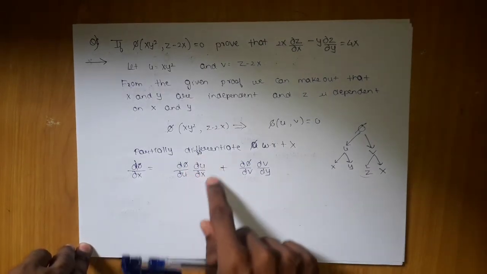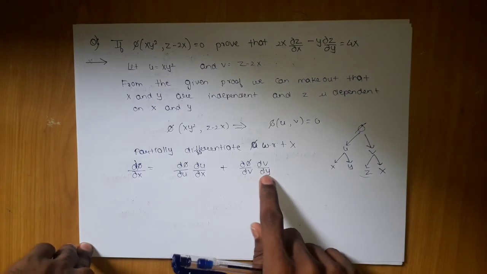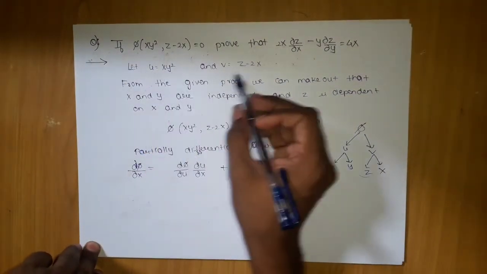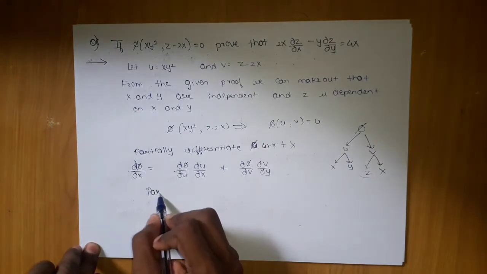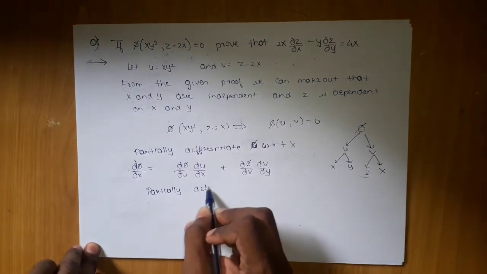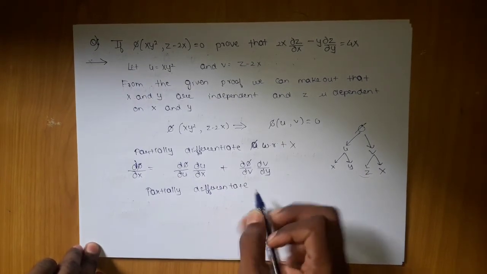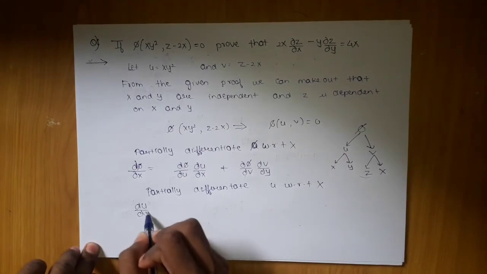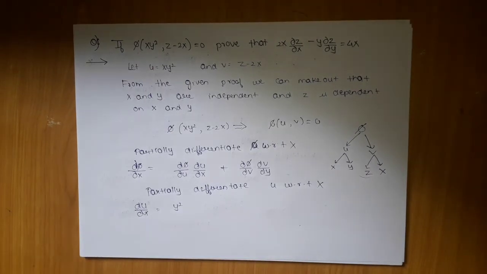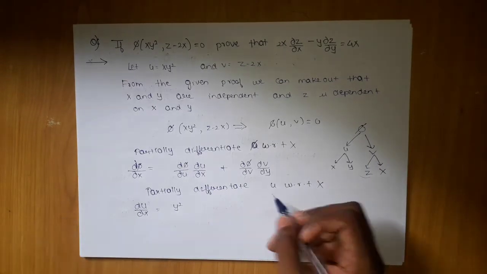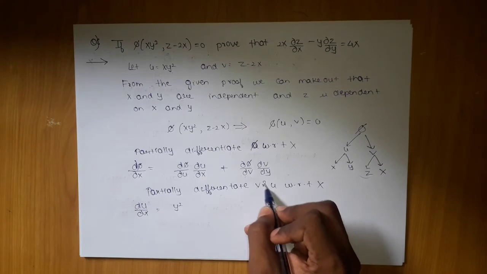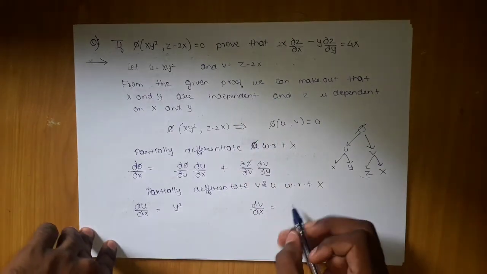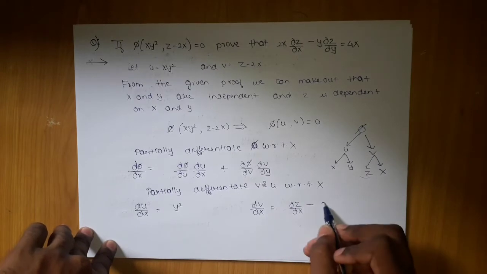Now what values do I want? I want the value of dou u by dou x, and I want the value of dou v by dou x. I can get these values from the equation of u and the equation of v. So partially differentiate u with respect to x. If I do that, dou u by dou x will be nothing but y square. And similarly, partially differentiate v with respect to x, then I will get dou v by dou x also, which will be, now remember z is dependent on x and y both, so it will be dou z by dou x minus 2.